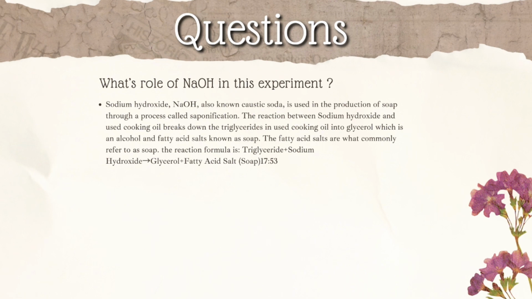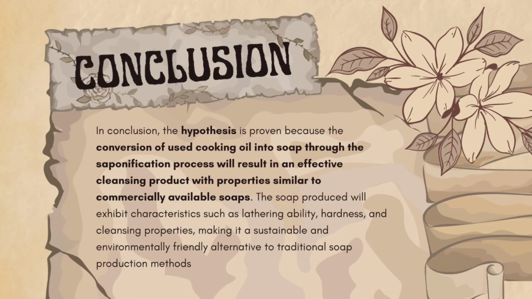In conclusion, the hypothesis is proven because the conversion of used cooking oil into soap through the saponification process will result in an effective cleansing product with properties similar to commercially available soaps. The soap produced will exhibit characteristics such as lathering ability, hardness, and cleansing properties, making it a sustainable and environmentally friendly alternative to traditional soap production methods.